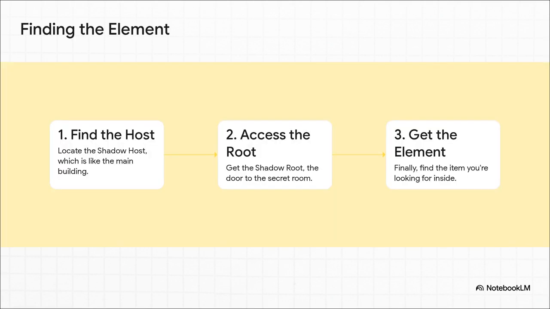So how do you find something that's tucked away inside this secret room? Well, you can't just walk in. You have to follow a specific path. First, you have to find the shadow host. That's like the main building. From there, you get access to the shadow root. Think of that as the door to the secret room. And only then can you actually get inside and find what you're looking for.